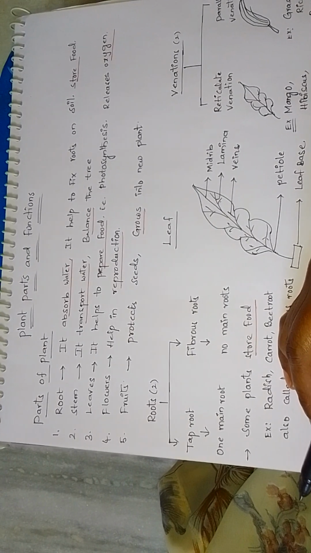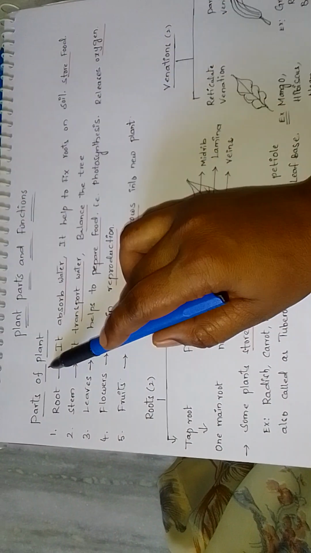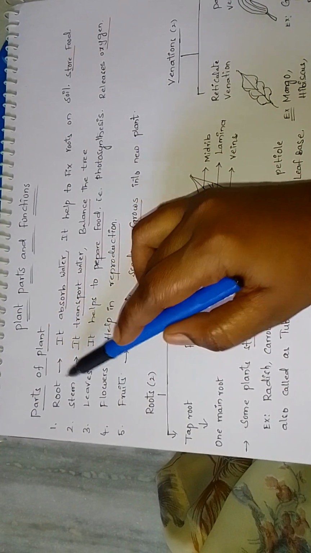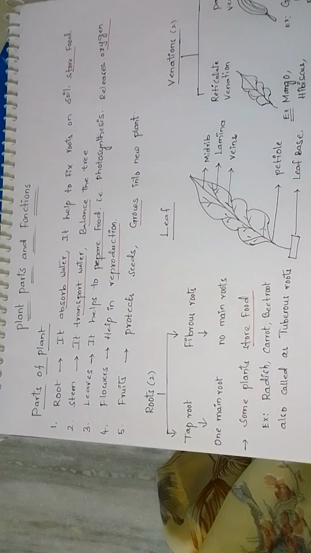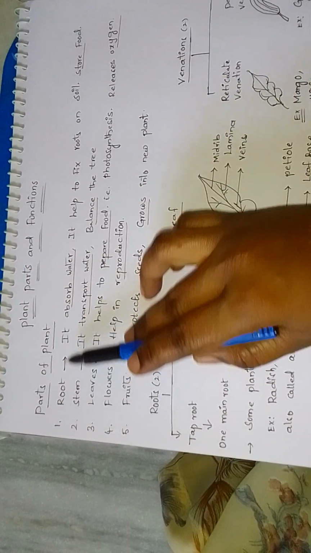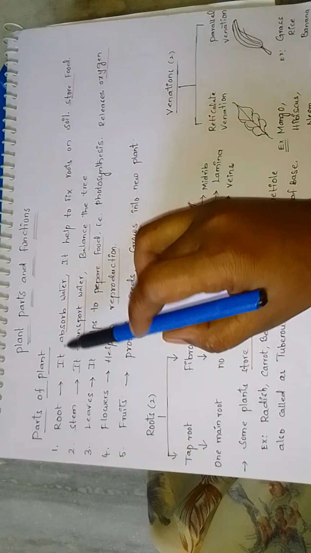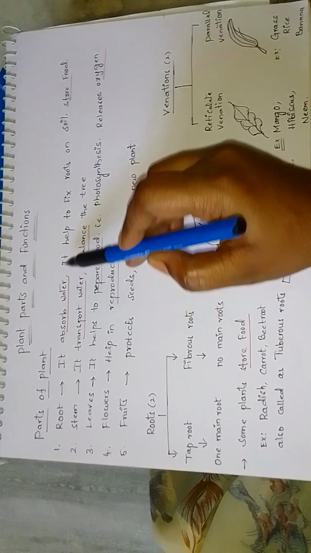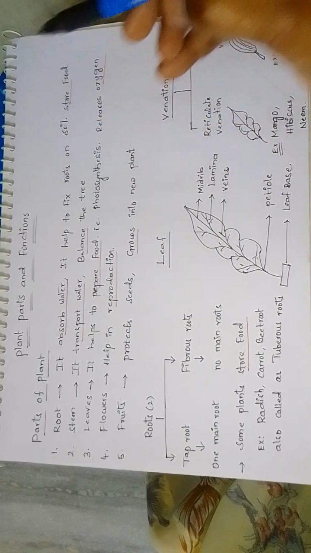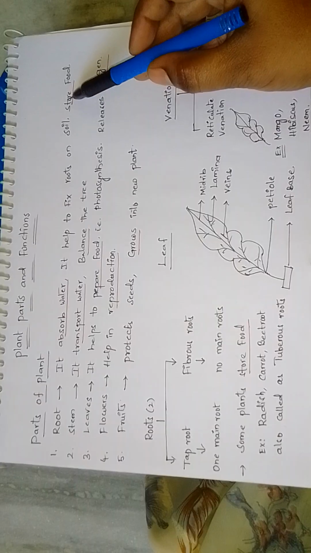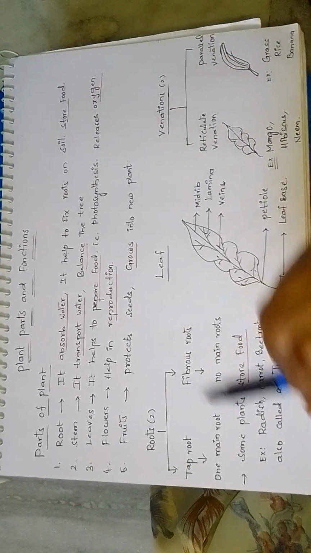Today's topic is plant parts and functions. First topic is parts of the plant. Plants have different types of parts: root, stem, leaves, flowers and fruits. First, root. Roots always absorb the water and help to fix the plant on the soil, and some plants also store food in roots.